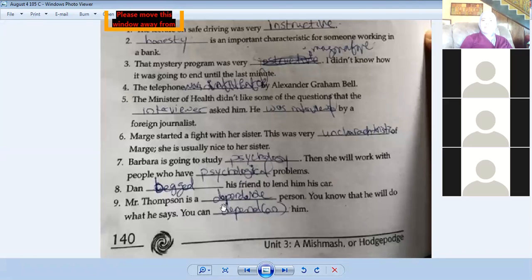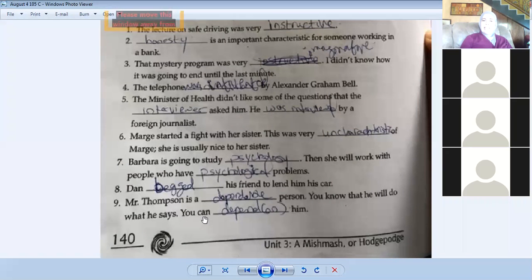Is a dependable person. Why did I say dependable? You know that he will do what he says. A dependable person, هو شخص يمكن الاعتماد عليه, we say in Arabic. Why can we depend on such a person? Because this kind of person will always do what he says. All right, he will do.